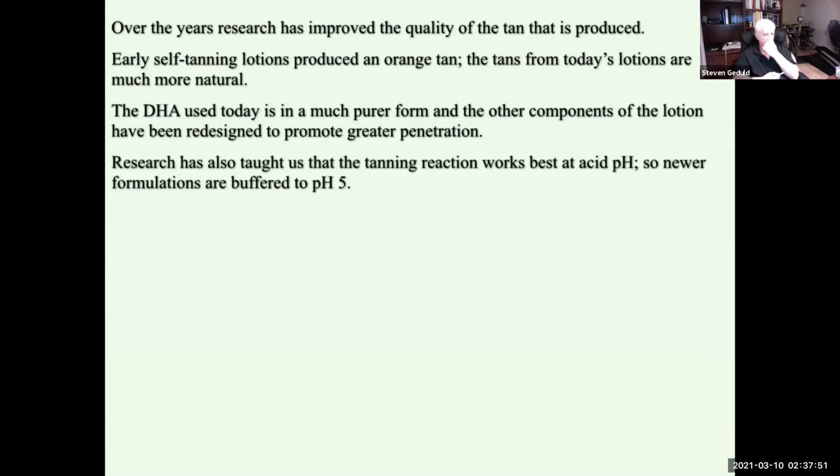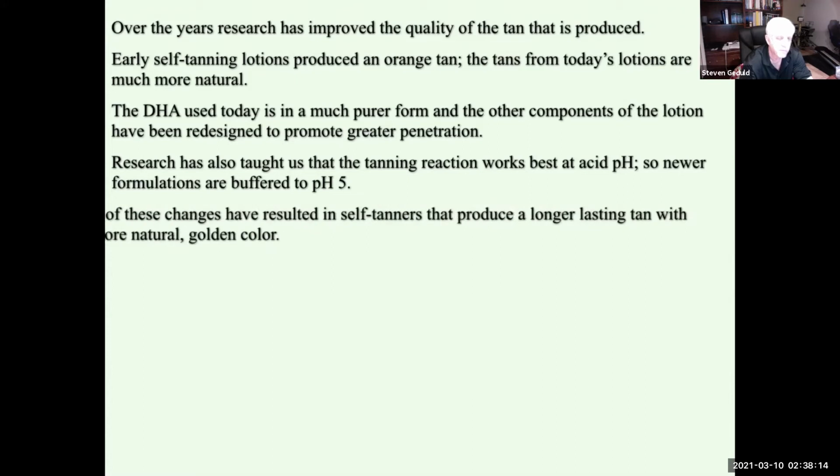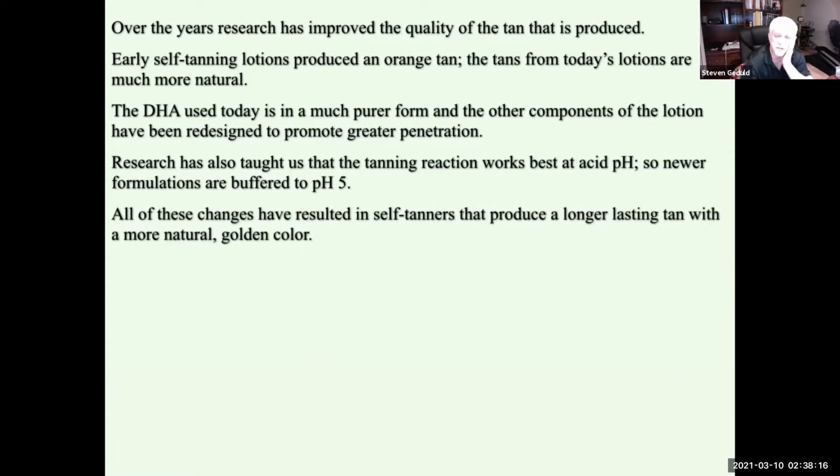Research has also taught us that tanning reactions work best at an acid pH. So newer formulas are buffered to a pH of 5, which is an acid pH. It adheres better to the stratum corneum and penetrates deeper in the stratum corneum to the keratin when it's acidic. So we base that lotion at a pH of 5, which is acidic. All these changes result in self-tanners that produce a longer lasting tan with a much more natural golden color.